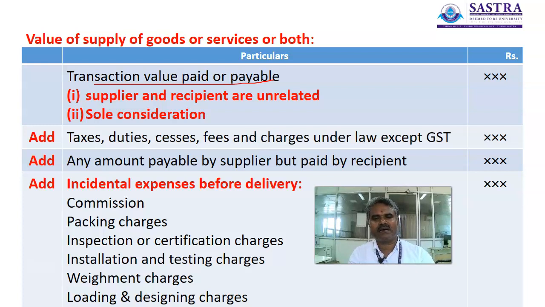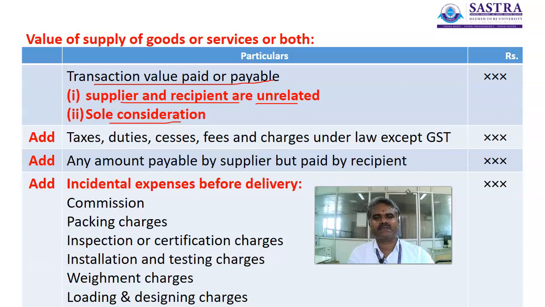Supplier and recipient are unrelated. They should not be related persons. Already we discussed. Suppose you run a business in Trichy, and your son is running a business in some other place in Tamil Nadu, and you supply goods to your son without consideration. This is not a supply. Already we discussed. Okay. Sole consideration, so the buyer and seller are not related persons.